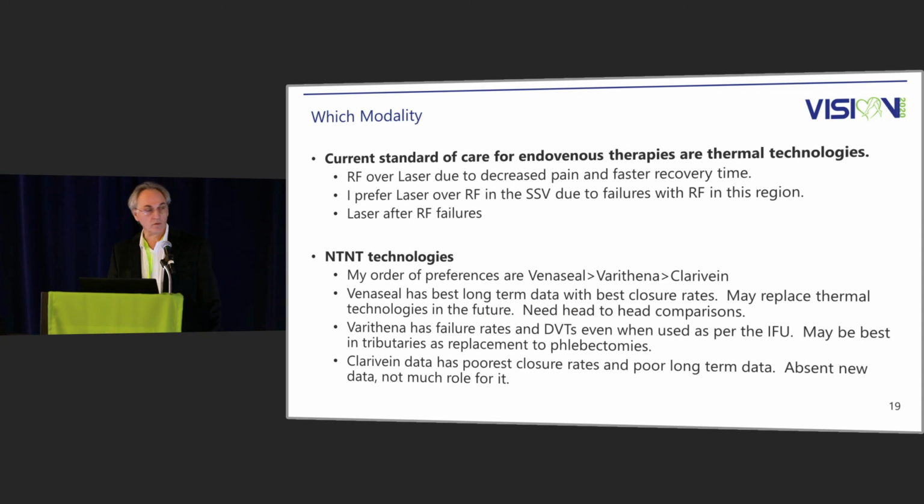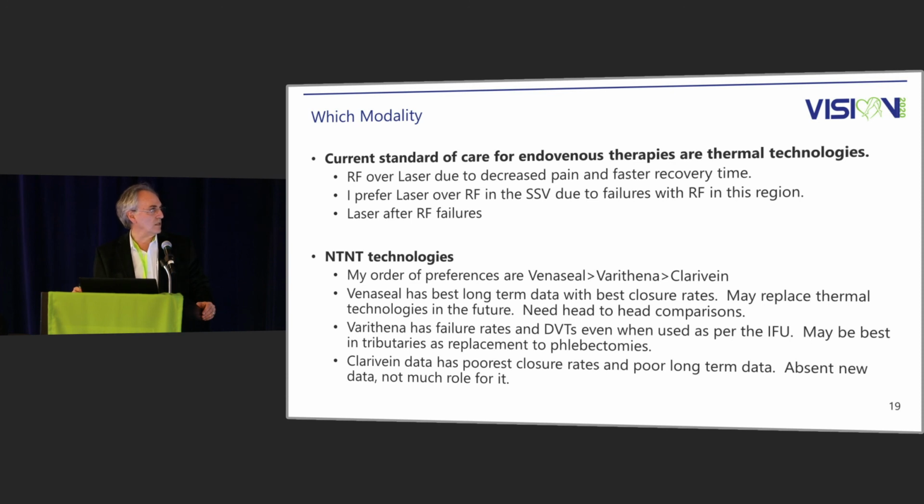So finally, in terms of the modality, I prefer RF over laser due to the decreased pain and faster recovery time. I prefer the laser over the RF in the small saphenous vein. In the places where I've had failures, primary failures, it's been the small saphenous vein distribution with RF. So I tend to use the laser there, give them a little bit more energy. The downside of that is you get a little bit more post-op pain with phlebitic reactions, but it's minimized my failure rates in that location. And then finally, if you've had an RF failure, then the recommendation is the next thing to do is to go to the laser with cranking up the energy a little bit more.